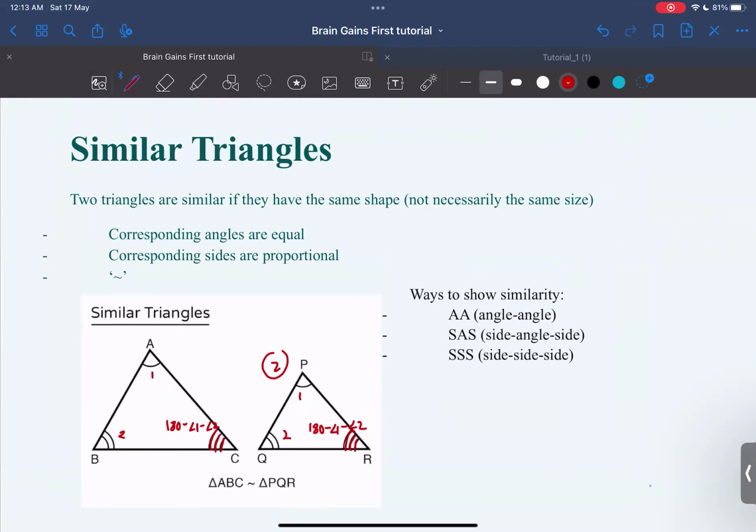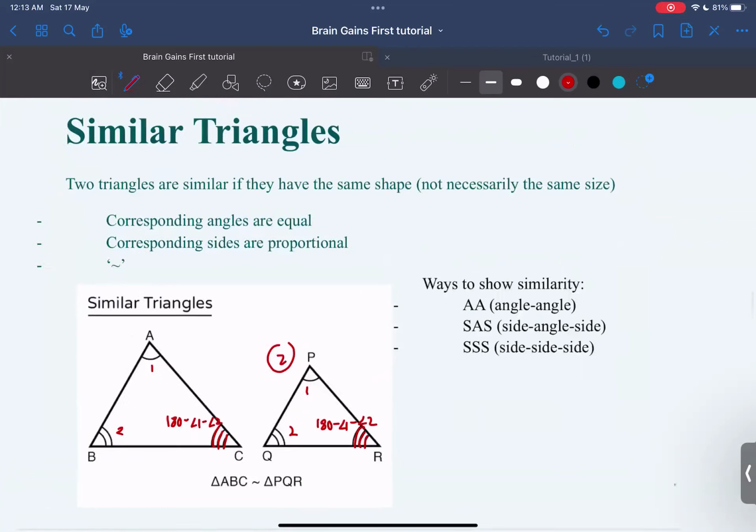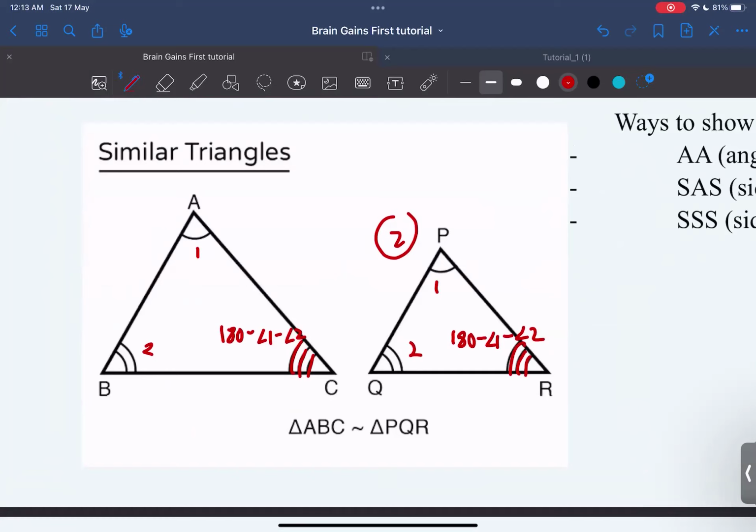And by corresponding angles, I mean that if you just look at the shape in the two triangles, there are going to be a pair of angles that are the same. So for the example, A and P over here, they're the same angle. So we can just say that they're corresponding angles in the similar triangles. Yeah, so I refer to it like that.